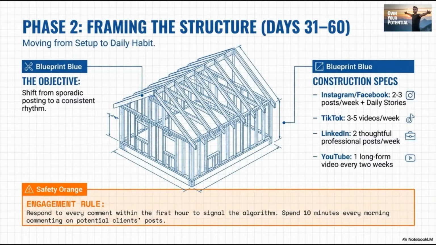So let's go over here on the right-hand side. Instagram and Facebook, 2 to 3 posts a week and daily stories. So what does that mean? That means every week you're going to post 2 to 3 times. That's post just on your timeline, right? Don't do, hey, look at my spaghetti I'm eating.